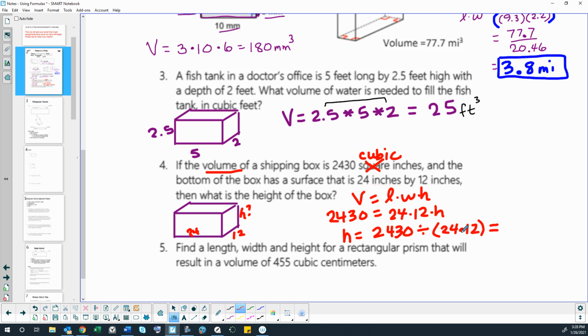So again, you might want to multiply it separately or make sure you use parentheses when you put it in your calculator. 24 times 12. So that gave me 8.43.